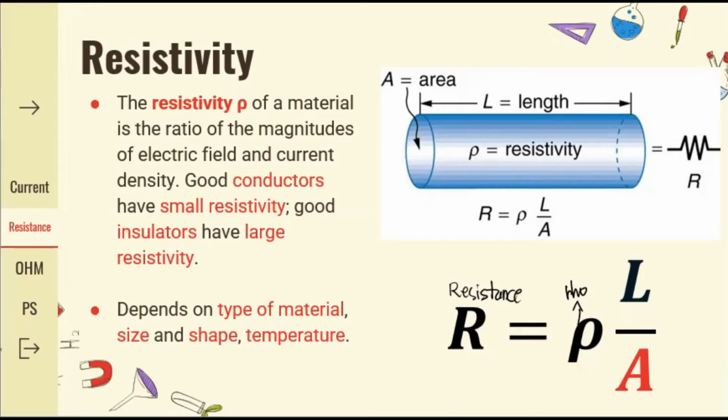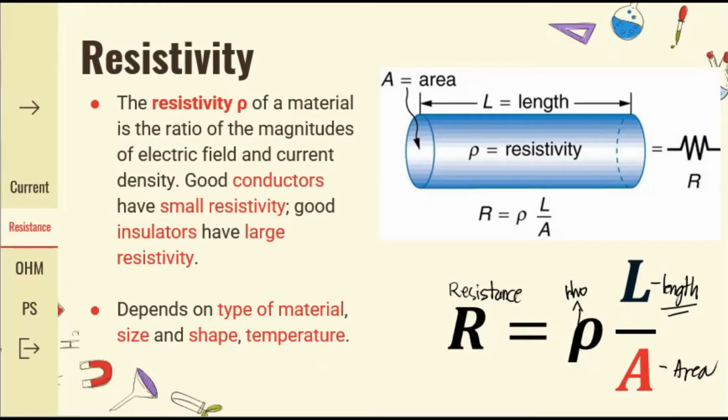L stands for the length of our material. Basically we use wire or cylindrical material because that is what we most often find in circuits. And then A here is the area of that specific wire. So based on this formula, resistance is equal to Rho multiplied by L over A.